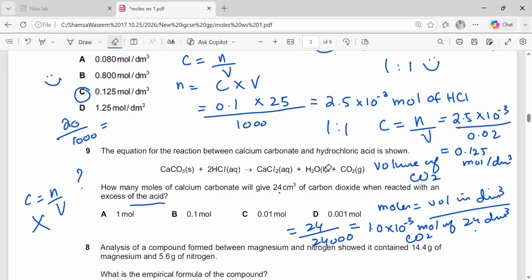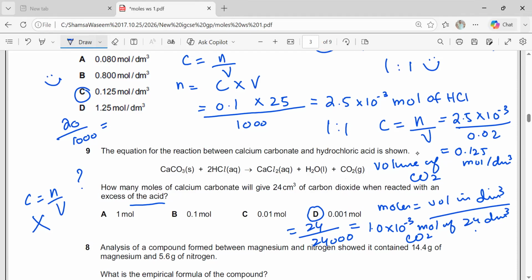1:1. Very good. So if we are using 1 × 10^-3 moles, calcium carbonate will also have the same moles. So the answer is going to be D. Right, girls? Did you understand? Ambreen and Tuba?